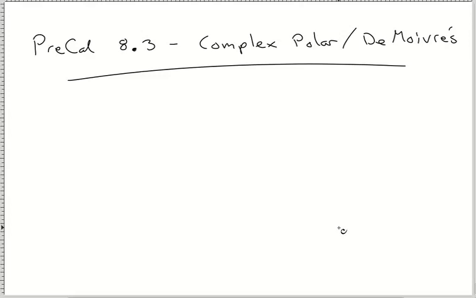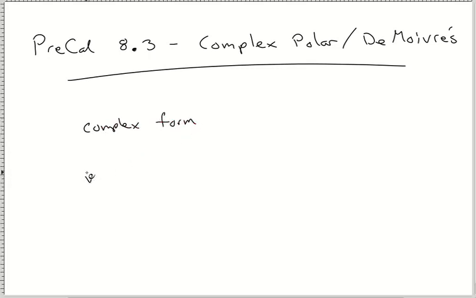Hello everyone, this is the video lecture for Pre-Calculus Section 8.3, Complex Polar and de Moivre's. What we're going to be learning here is related to vectors back in 9.1 a little bit. Let me go ahead and talk to you about the complex form.